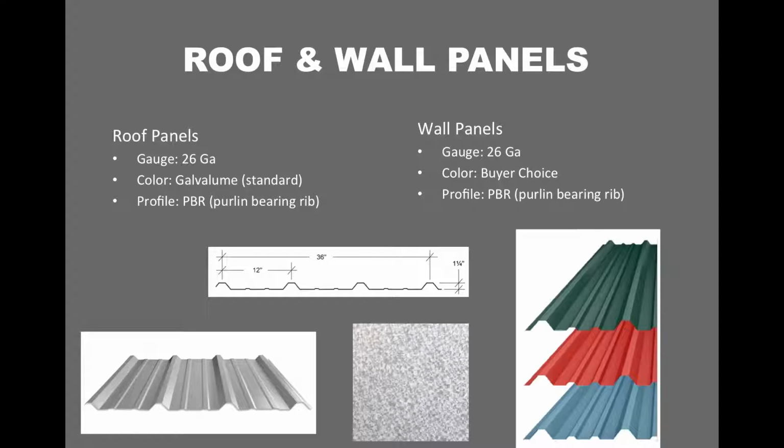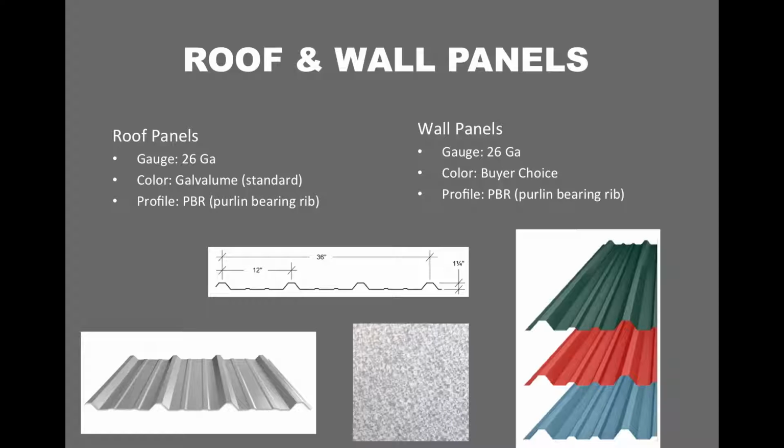Alright, so on this slide we're going to talk about a building's roof and wall panels. Whereas before we were talking about the main structural components of a building, its primary and secondary framework, its bones, now we're going to talk about its skin, or its roof and wall panels. When it comes to roof and wall panels, the industry pretty well all uses the same standard. That standard is a 26 gauge PBR profile panel.